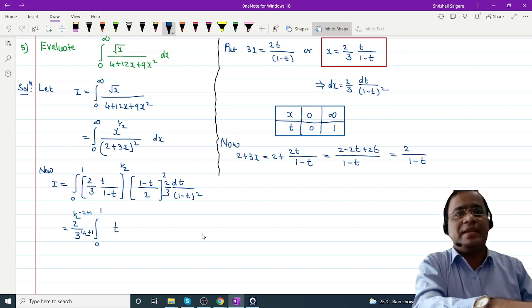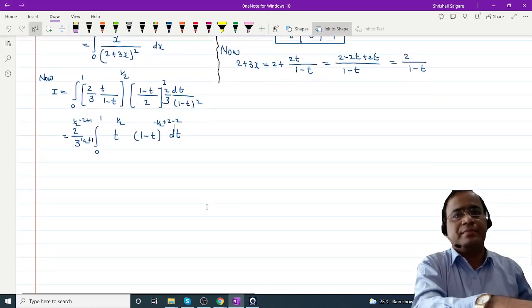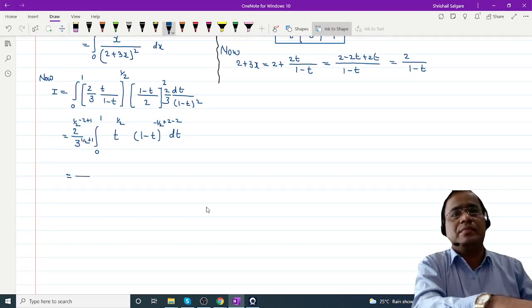Now remaining is the t and 1 minus t term. Can anyone tell directly the power? Okay, there is a single term of t every time. Now here the power of 1 minus t is minus 1 half plus 2 minus 2. Is it okay? Whatever power I have written, is that correct? Yes, sir. Okay, 0 to 1.